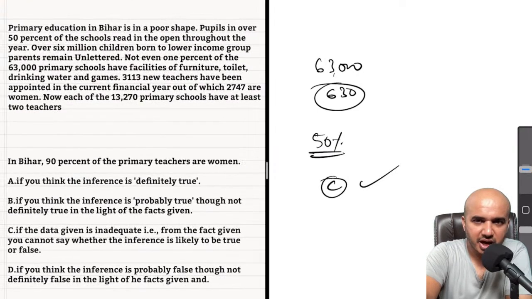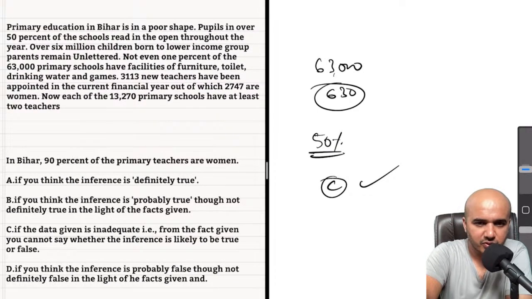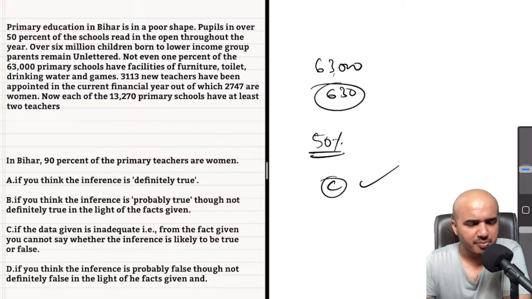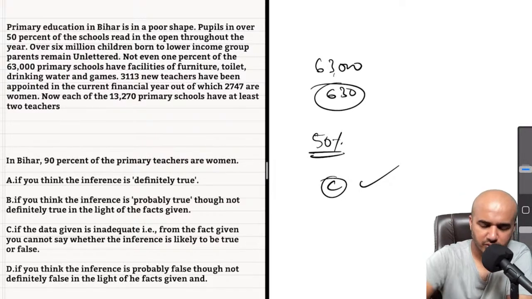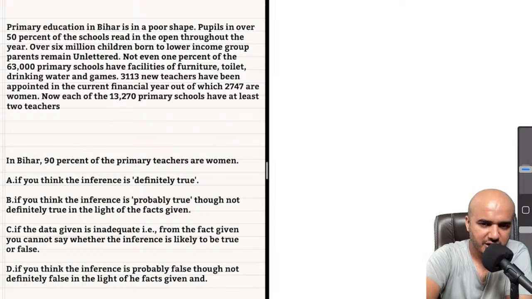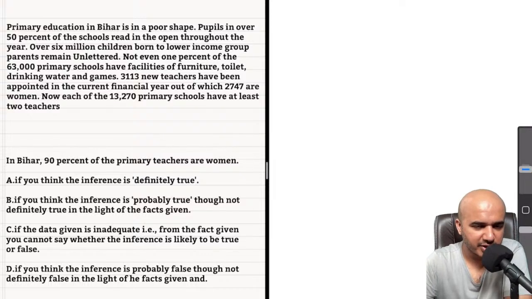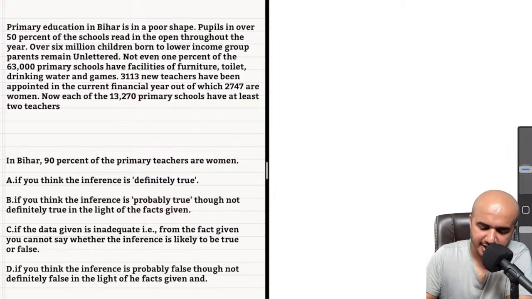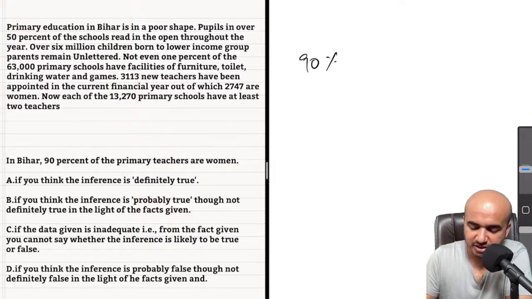Primary education in Bihar is in poor shape, they say. Okay. Pupils in the same passage. We don't have to read it again and again. So now, in this case, the inference is slightly different. So we'll have to look at the inference and check if any of the options actually fit. So what is the inference? 90% of the primary teachers are women. 90% of primary teachers are women, they say.